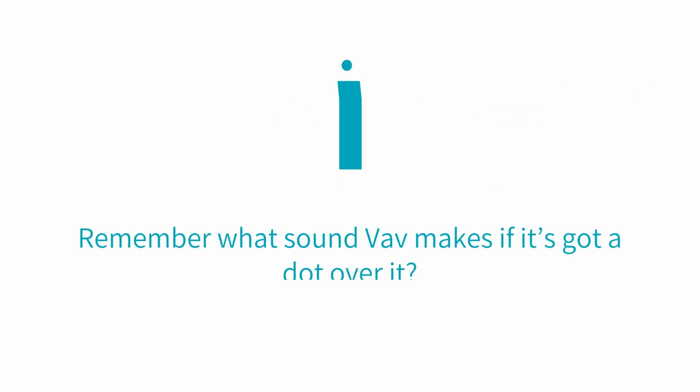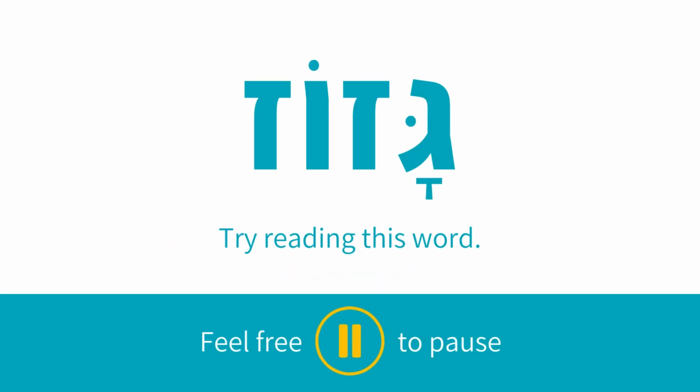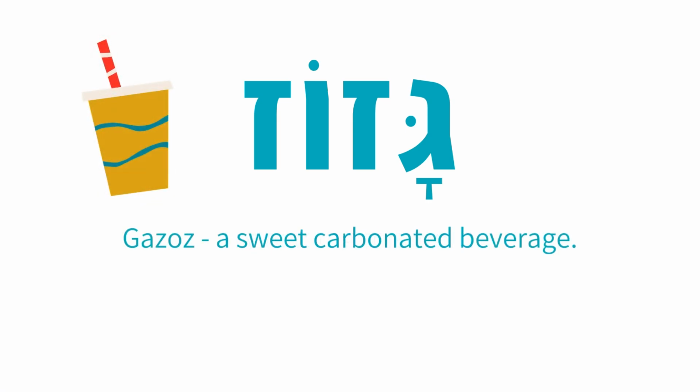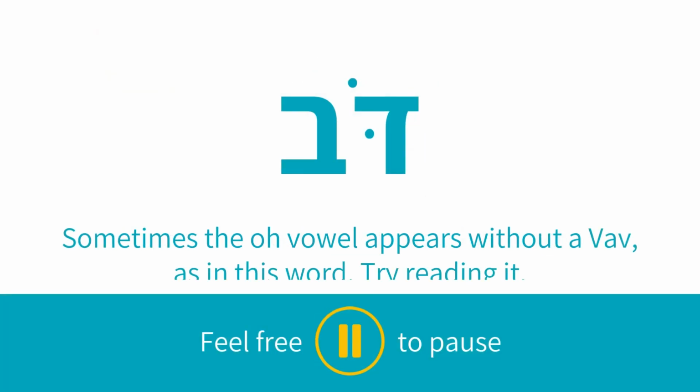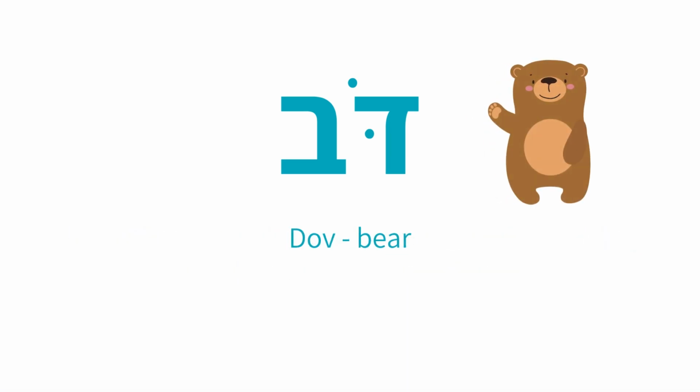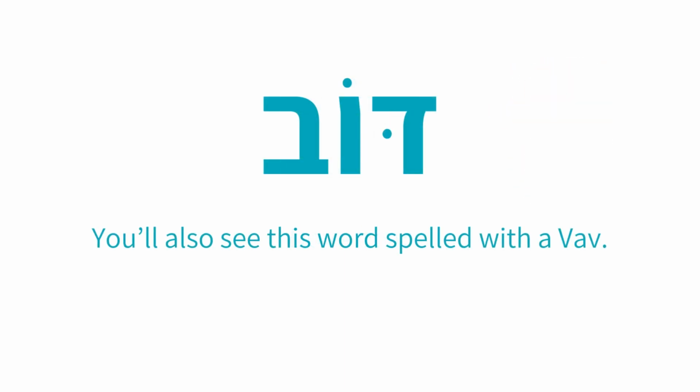Remember what sound Vav makes if it's got a dot over it? Try reading this word. Gazoz, a sweet carbonated beverage. Sometimes the O vowel appears without a Vav, as in this word. Try reading it. Dov, bear. It's also a name. You'll also see this word spelled with a Vav.